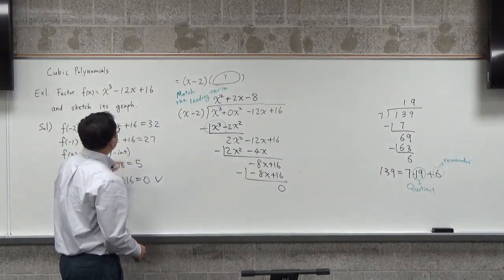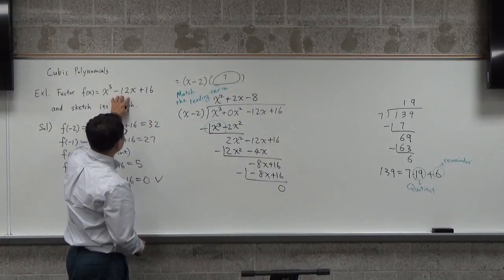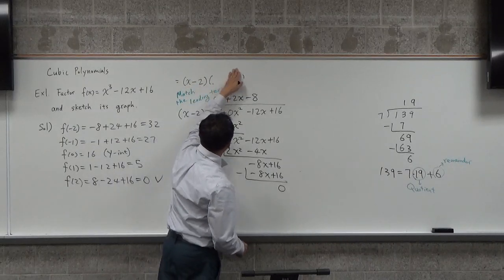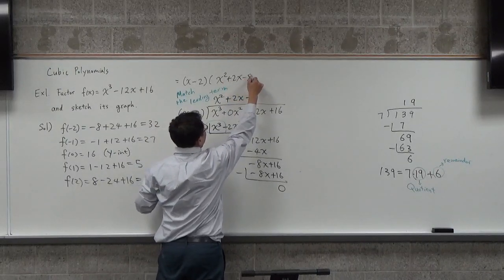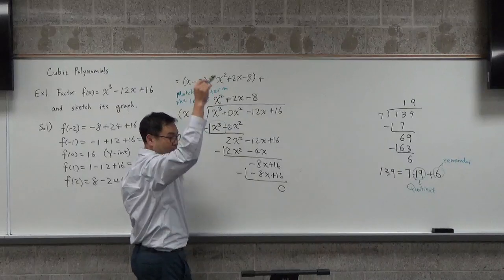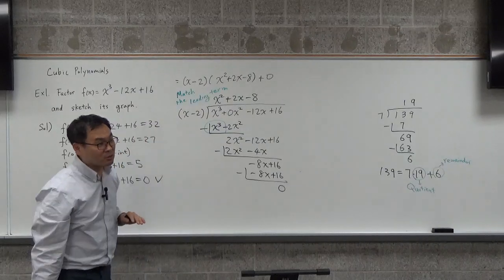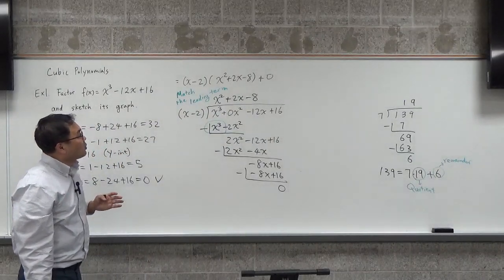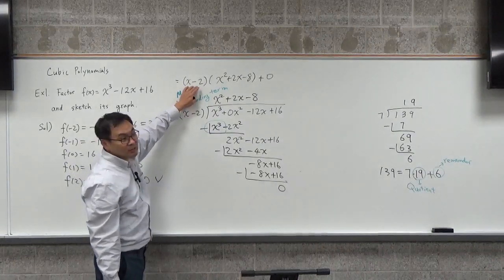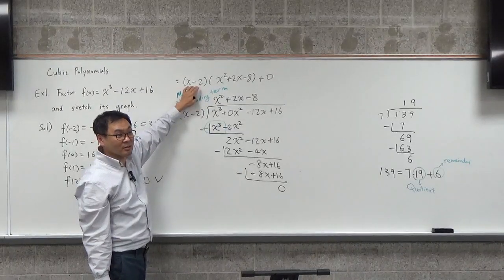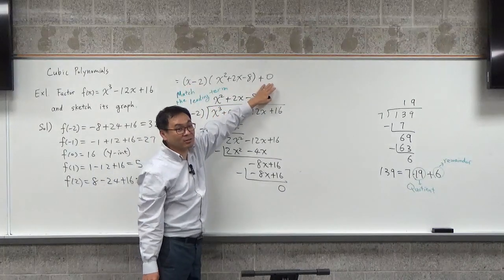Okay, so now if I apply that format, what we just found out was that this is equal to x minus 2 times what? Times x squared plus 2x minus 8. And then plus, what's the remainder? 0. Yeah. So we really didn't have to write that plus 0. Okay. Now, we knew that it should be 0 because by the factor theorem, x minus 2 is a factor. Is that good? Being a factor means that if you divide, you don't have a remainder. That's what it means.